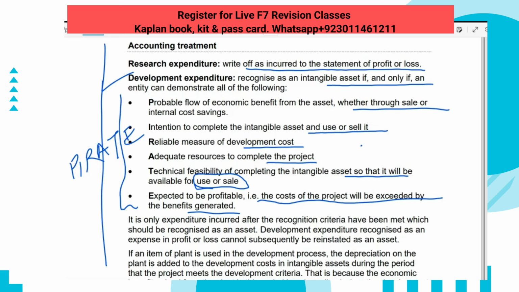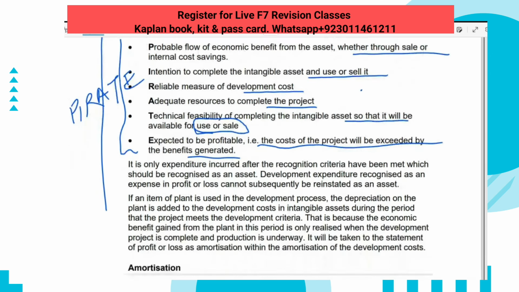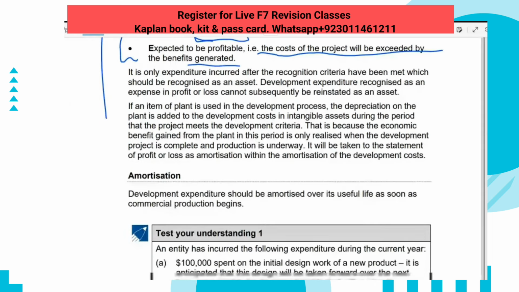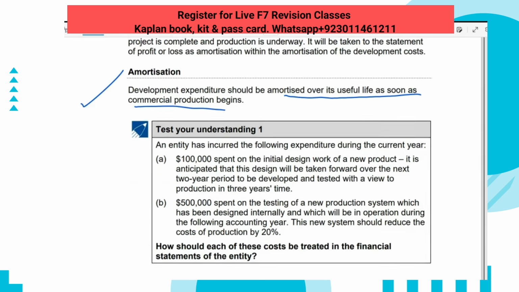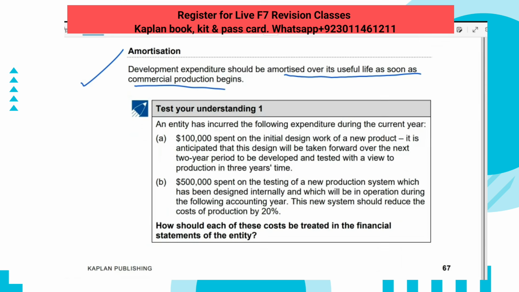E for expected to be profitable. For example, the cost of the project will be exceeded by the benefit generated. So these rules should be fulfilled, and then only you will be able to recognize it. How does the amortization take place? Amortization is just the same as depreciation. Development expenditure should be amortized over the useful life as soon as the commercial production begins.